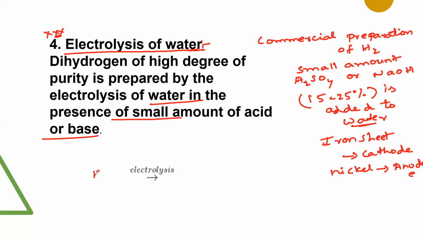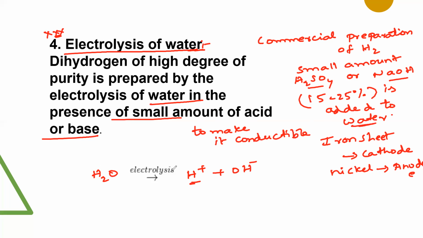H2O on electrolysis forms H plus and OH minus ions. Why are we adding a small amount of sulfuric acid and sodium hydroxide to water? To make it conductive, so that electricity is easily passed through water. So that's why we are adding it. When you take an aqueous solution of water, on electrolysis it forms H plus ions and OH minus ions.